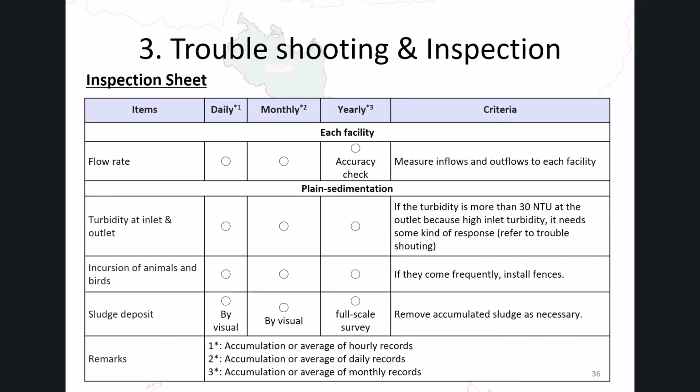This inspection sheet shows what data should be recorded routinely for the purpose of appropriate operation and maintenance. Each item listed here corresponds directly to the confirmation points explained earlier. By checking these regularly, you can detect abnormalities before they become serious enough to affect water quality, or identify the problem caused and contribute to taking quick actions for countermeasures.